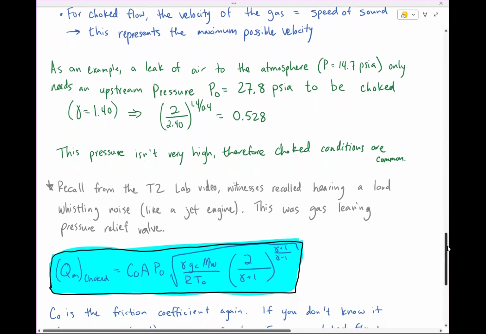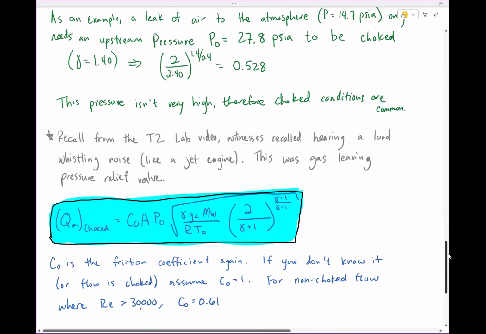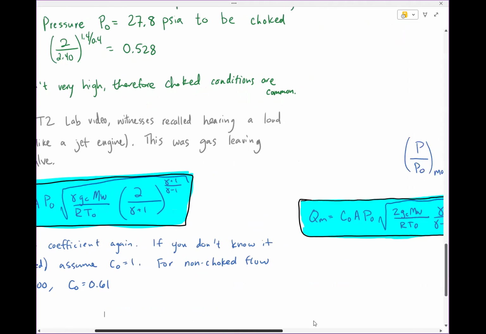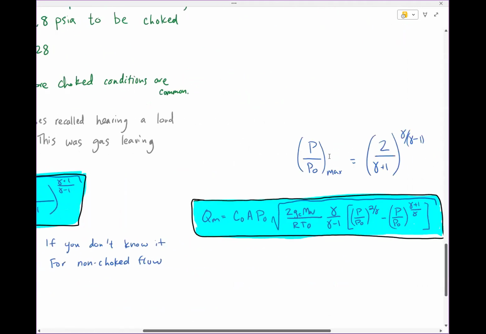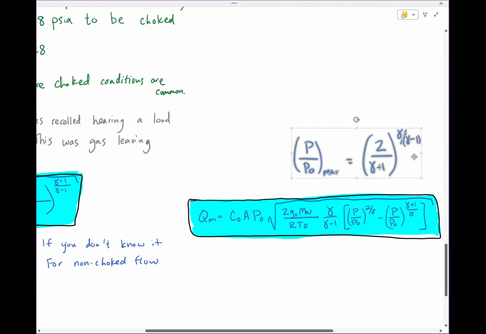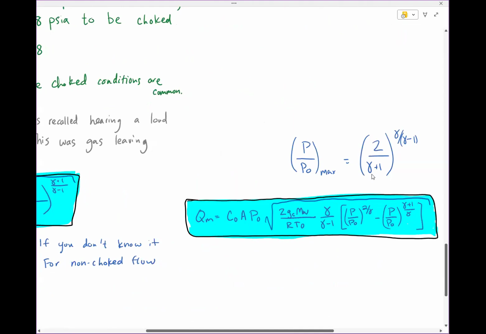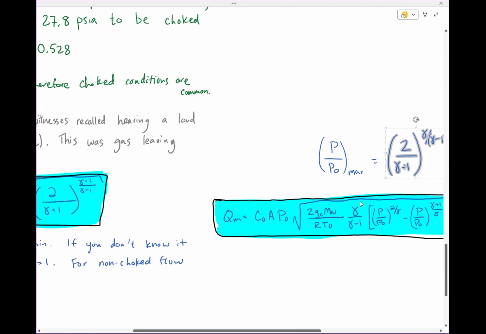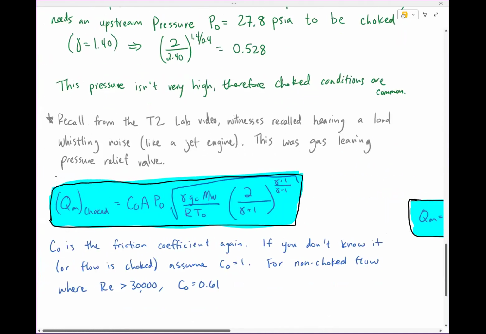And if I have choked flow, there's another equation for it. Sorry, I lost my train of thought there. So I figured it would be clear if I just went and I found the equations. This is our Qm equation from before, and this is the equation for choked flow, which I just talked about. If I plug this expression for choked flow in for P over P naught, a lot of stuff is going to cancel and simplify. This is our equation for Qm choked.